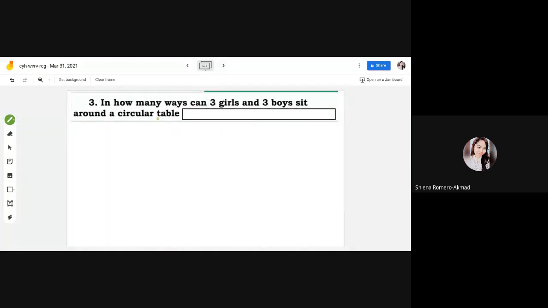Now, what if we want, in how many ways can we arrange 3 girls and 3 boys sitting around a circular table if the 2 girls don't want to sit together?